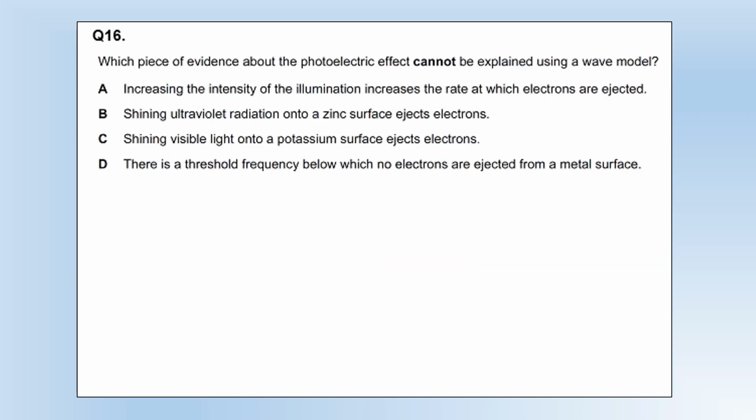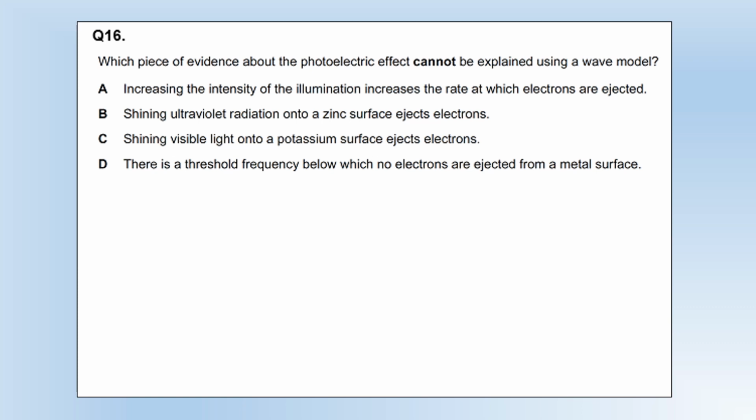Which piece of evidence about the photoelectric effect cannot be explained using a wave model? So increasing the intensity of illumination increases the rate at which electrons are ejected. The wave model can to a certain extent explain this, because if there's more energy incoming, either it can give the electrons more energy, or in the wave model you could give multiple electrons energy, so that can be explained. Shining ultraviolet radiation onto a zinc surface ejects electrons.